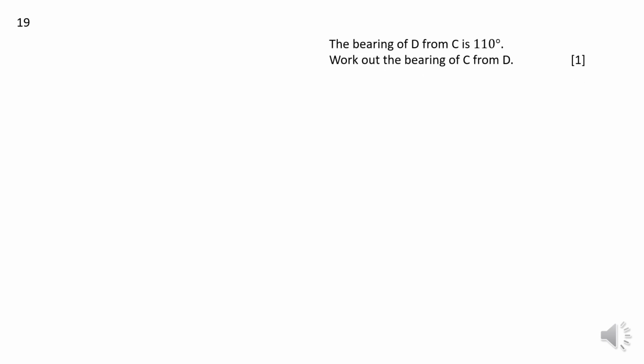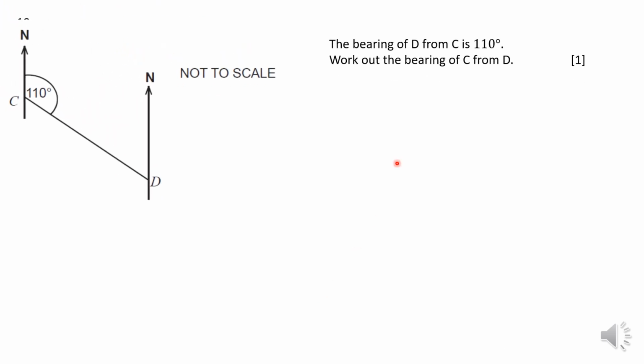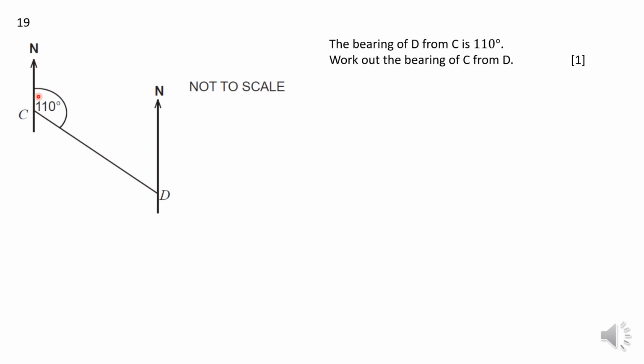Question 19, this question deals with bearings. Say the bearing of D from C is 110. Work out the bearing of C from D. So when you go to from, you always go after it. There's a few things you're supposed to remember when you are dealing with this. First, bearings are given from the north line. Always, all right? All bearings are given from the north. And you must move in a clockwise direction. Okay? Always in a clockwise direction.